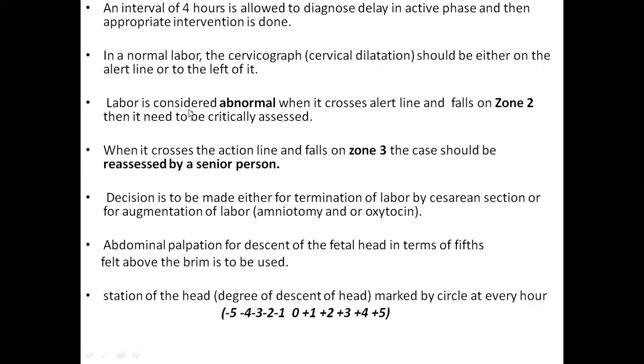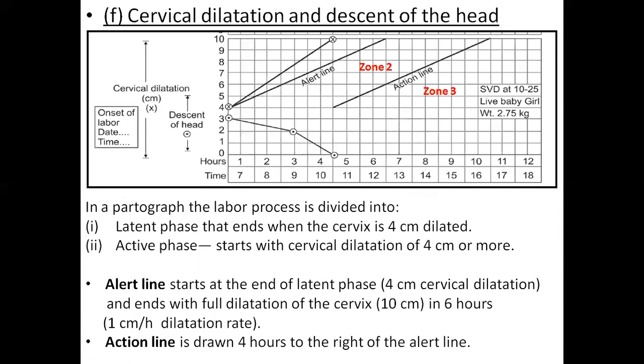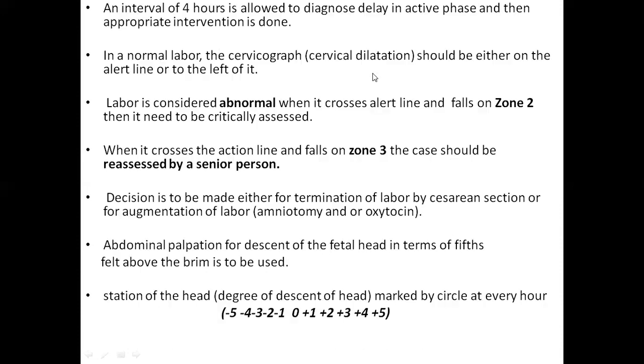And labor is considered abnormal when it crosses the alert line and falls on zone 2. Then it needs to be critically assessed. Means it is abnormal when it is lying in zone 2. If the normal labor line falls on this zone 2, then it is going to be abnormal.